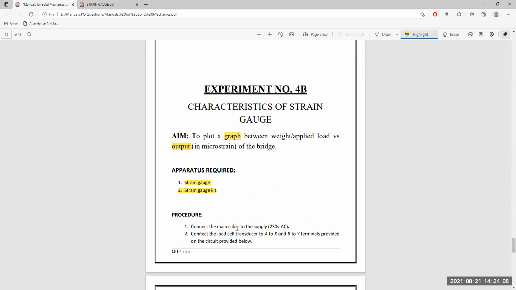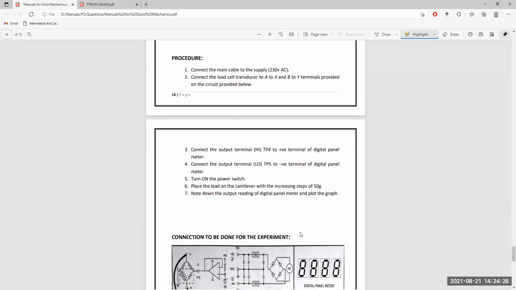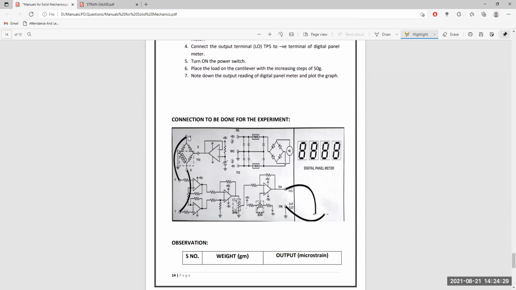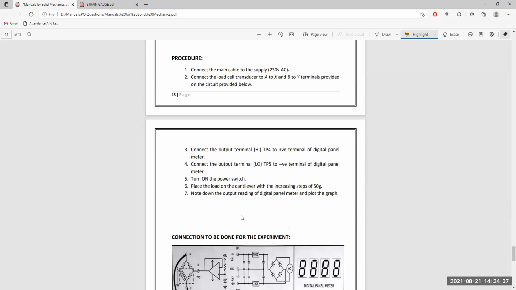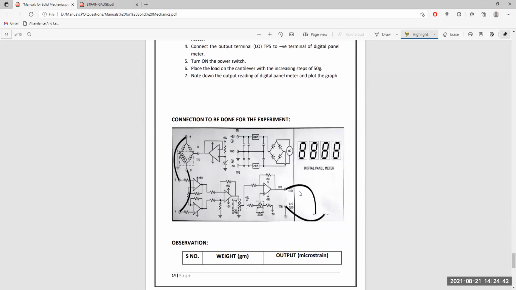Again, we have to connect the main cable to the main supply and connect the load cell transducer A to X and B to Y terminals. So you have to use A to X terminals of the load cell transducer. We have to connect X and B of the voltage transducer, because in the circuit given here it is A to X and here B to X. We have to connect it by the load cell transducer. Then connect the output terminal HI, which is here. It is connected to the millivolt meter.